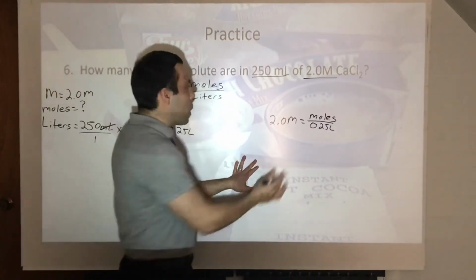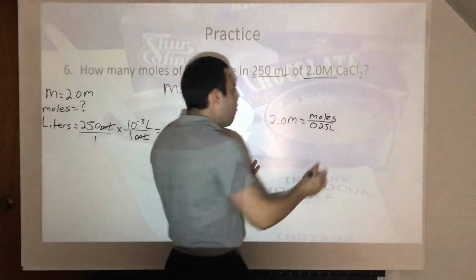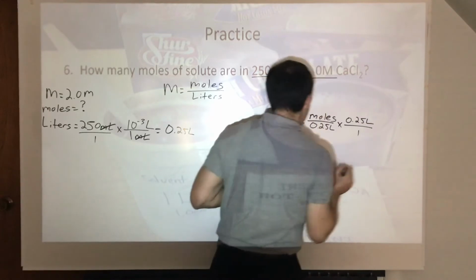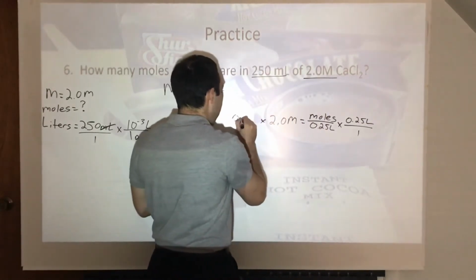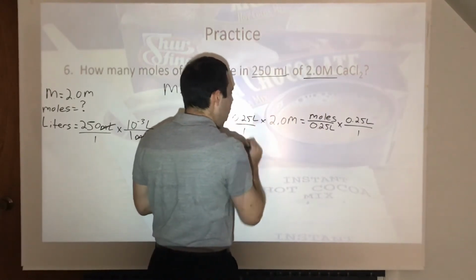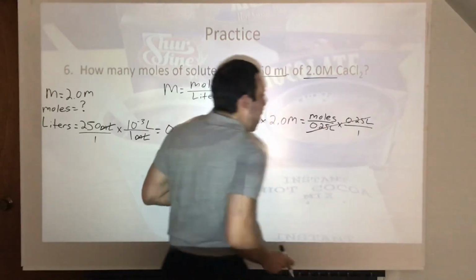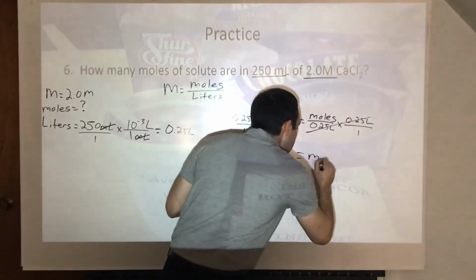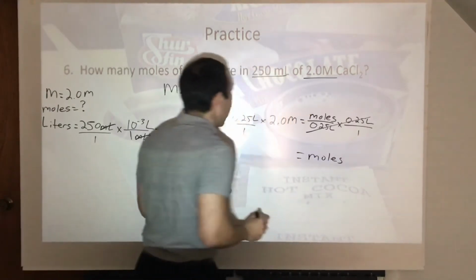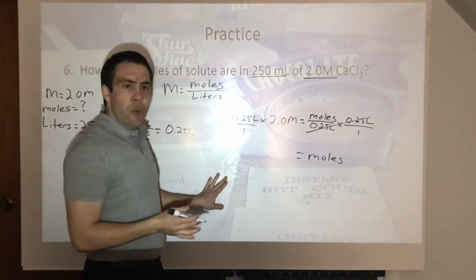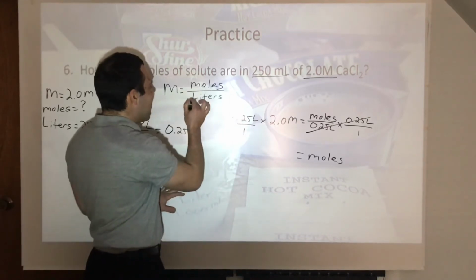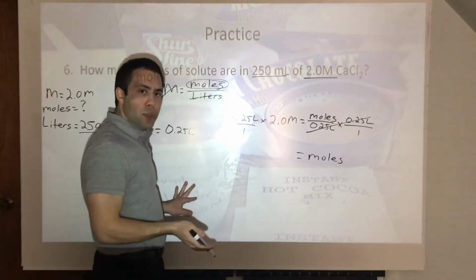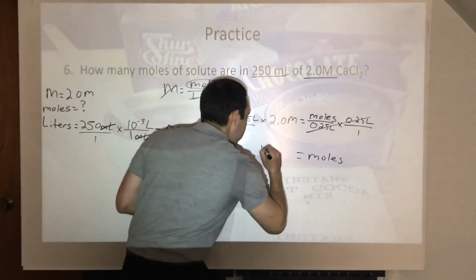Just as last time, we want to get moles by itself. We multiply both sides by 0.25 liters over 1. The 0.25 liters cancel out. So on the right side, we're left with moles. And on the left side, for units, when we multiply liters and molarity, we're left with the unit of moles, which is what we're trying to find.